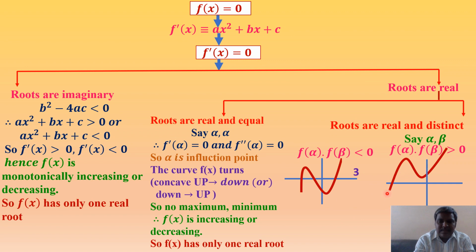Okay, this is my graph. Here f of alpha is positive. f of beta is also positive. See my dear students, how many points of intersection with the x-axis are there in this graph? There exists only one point of intersection to my x-axis, even though f dash x has 2 real and distinct roots. See the magic. Your f dash x has 2 real and distinct roots, yet f of x intersects at only one point.